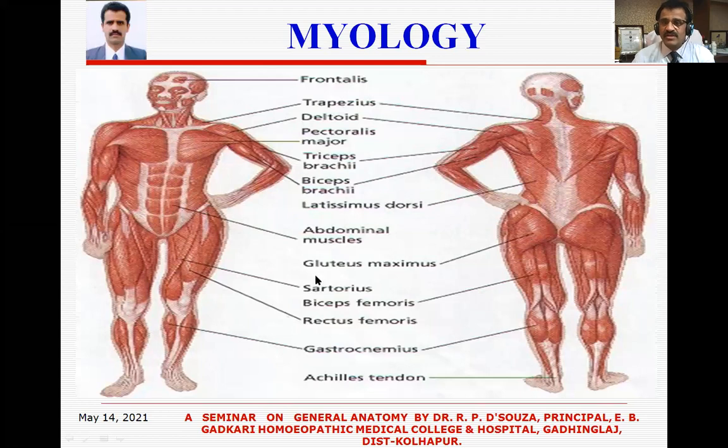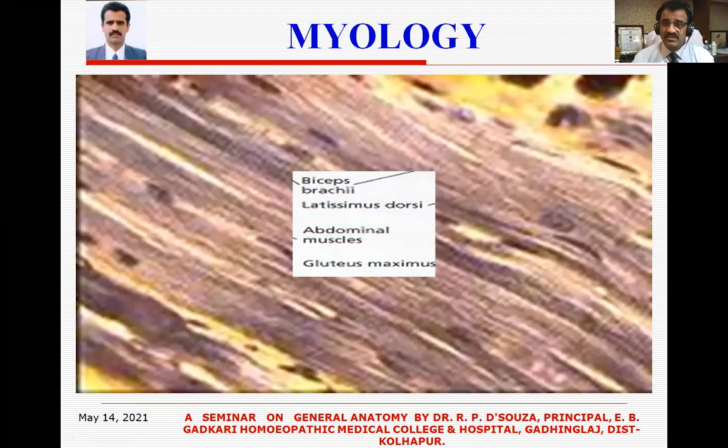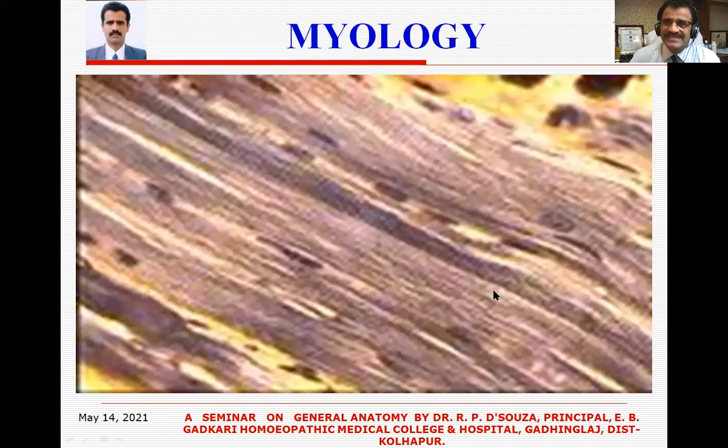Muscle of the buttock, gluteus maximus, sartorius, biceps femoris, rectus femoris, gastrocnemius, Achilles tendon or tendo Achilles. Many of them are there. I told you there are 320 pairs or 640 skeletal muscles. Here there is one image in front of you. This image belongs to skeletal muscle.